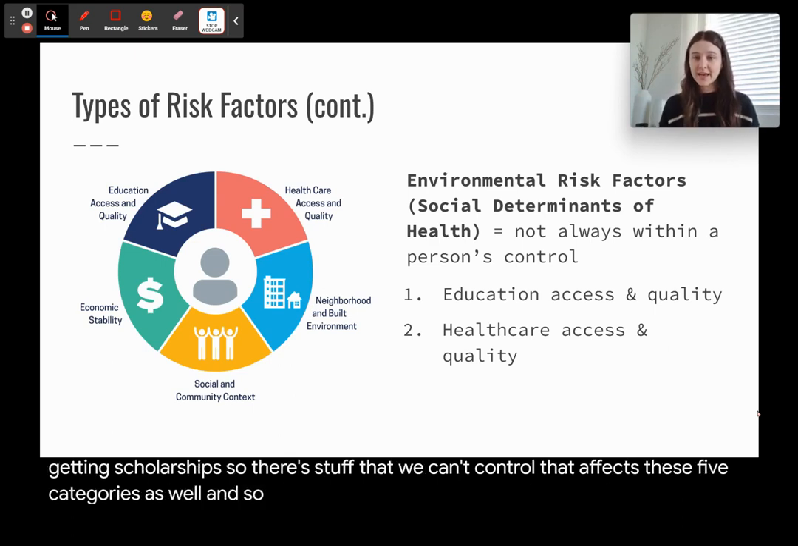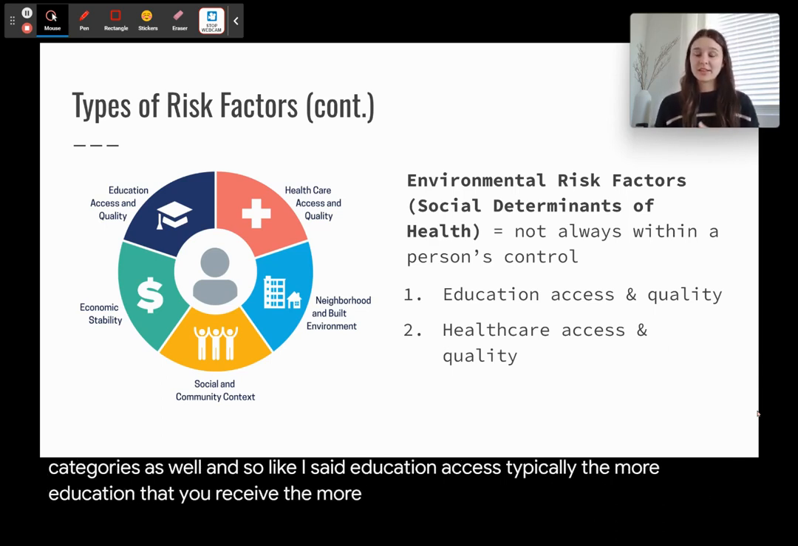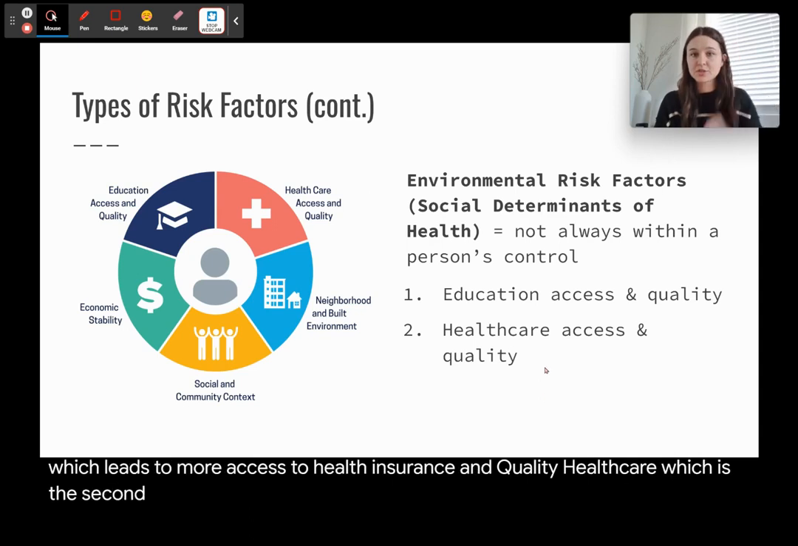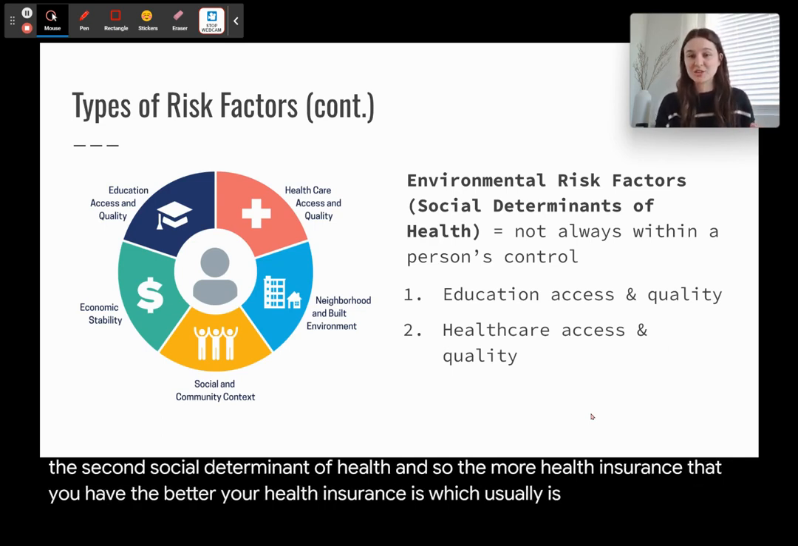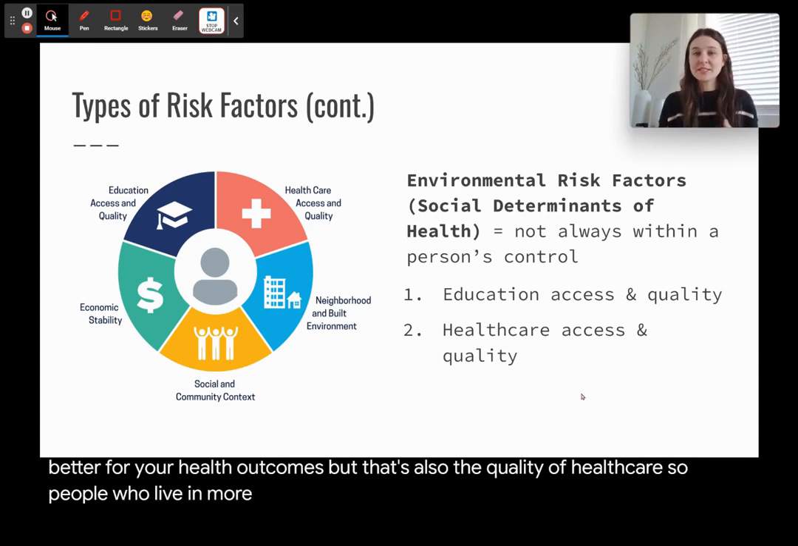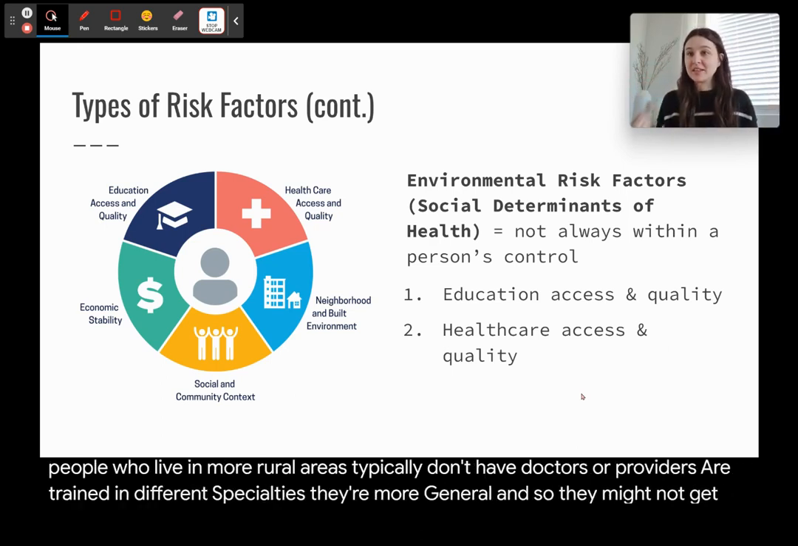And so, like I said, education access, typically the more education that you receive, the more likely you are to get a higher paying job, which leads to more access to health insurance and quality healthcare, which is the second social determinant of health. And so the more health insurance that you have, the better your health insurance is, which usually is related to your job, is better for your health outcomes, but that's also the quality of healthcare. So people who live in more rural areas typically don't have doctors or providers who are trained in different specialties. They're more general, and so they might not get exactly the care that they could get if they were in a larger city.